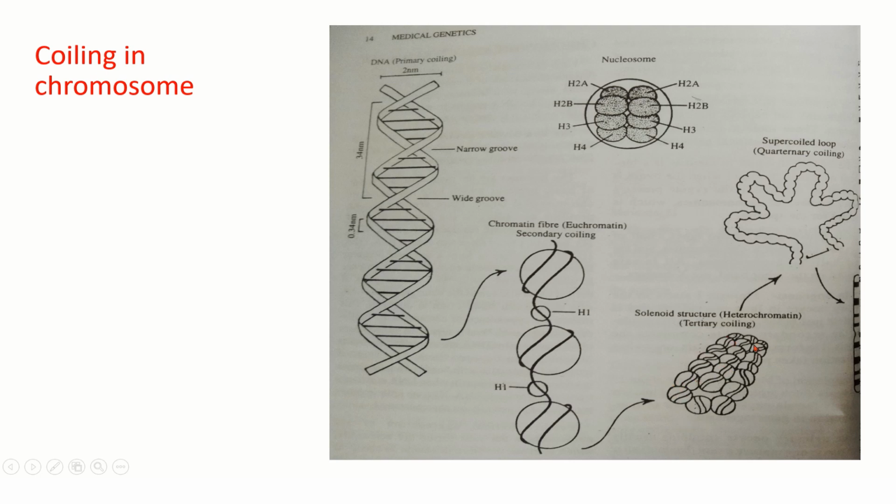So here there is tertiary coiling, which results in the formation of heterochromatin, and ultimately there is supercoiling or quaternary coiling, which results in the formation of the chromosome. Primary, secondary, tertiary, and quaternary coiling. So H1 does not take part in nucleosome formation. H1 is the linker histone protein.